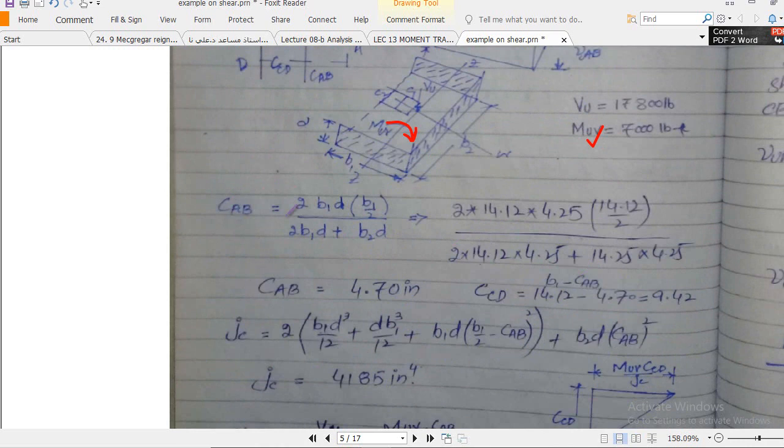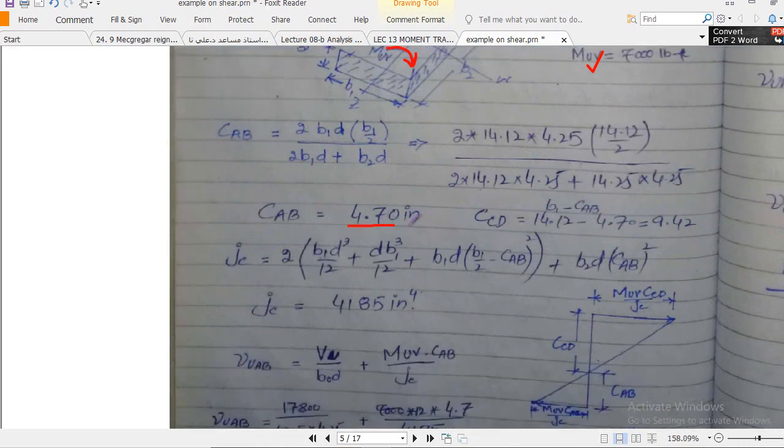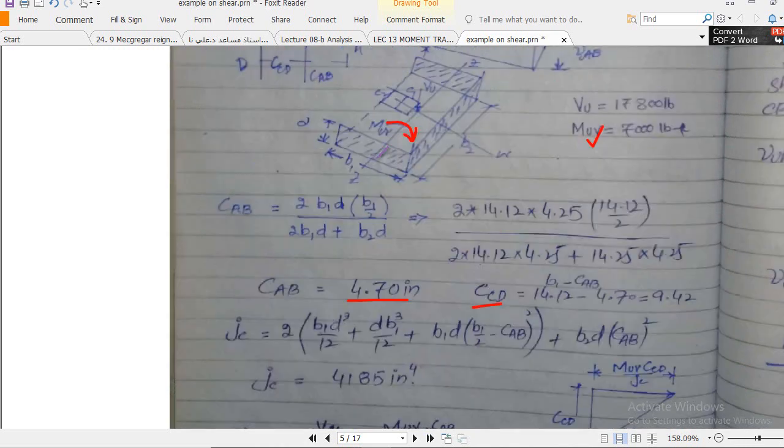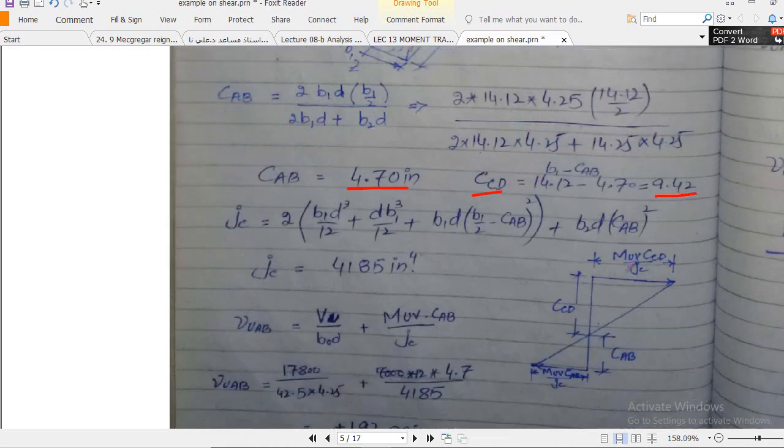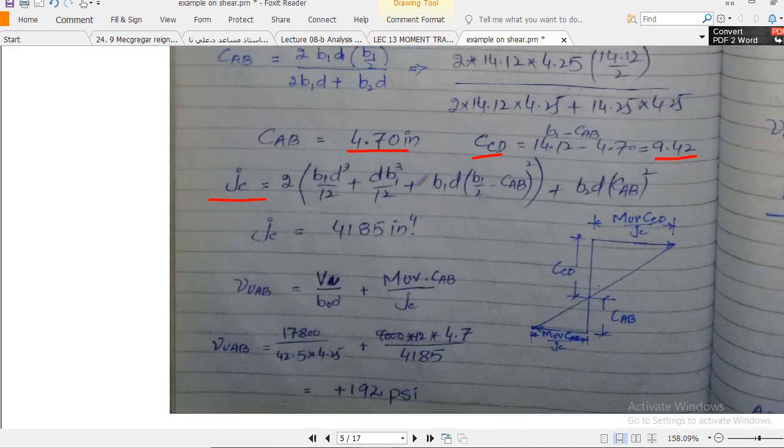We need CAB, I already discussed it in lecture number 15. This is the formula for CAB. You already know all the values, you just plug in the values and you get your CAB. CCD will be, if you subtract this CAB from this B1, you get your CCD, which is 9.42, right? This formula I already discussed in lecture number 15, so go and watch that lecture. All the values are known to us. We just have to plug in the values and do the calculation by yourself. You get this 4185 inch to the power 4.